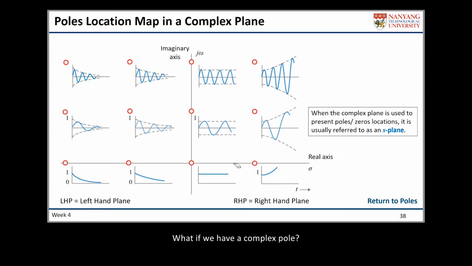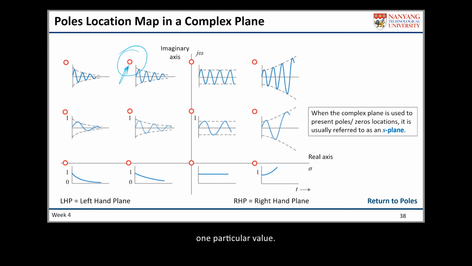What if we have a complex pole? Let's say you have a complex pole, but the real part of this complex pole is negative, as represented by this pole. In this case, your response will always oscillate, but the amplitude is getting smaller, smaller, and smaller until after some time it converges to one particular value. So even though the response is oscillating, your system is stable because the response will go to one particular value.